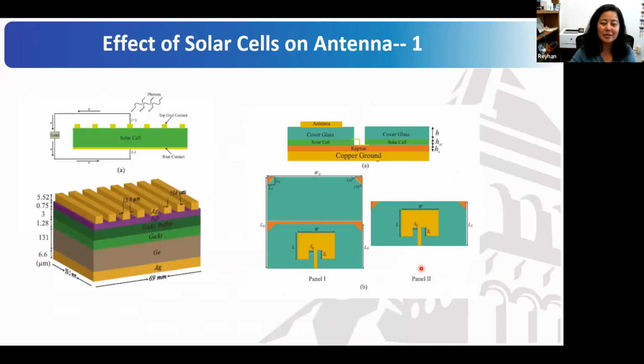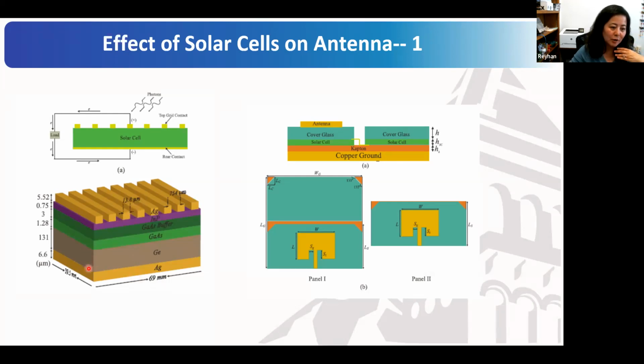All right, next, to satisfy ourselves, how does the solar cell affect our antennas? To do that, we need to know what solar cells are made of. So this one here is a model that we extracted right here. We extracted it using an electron microscope.